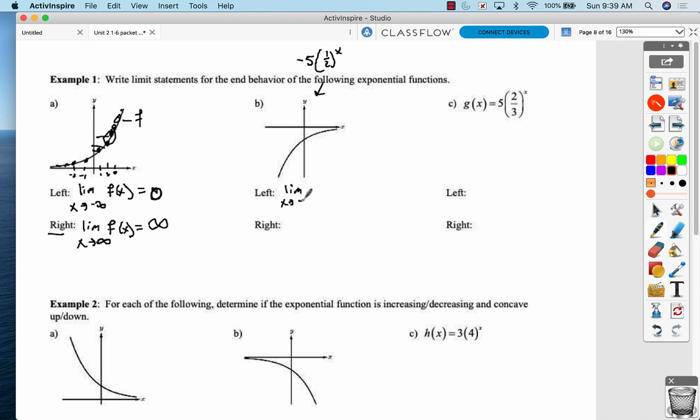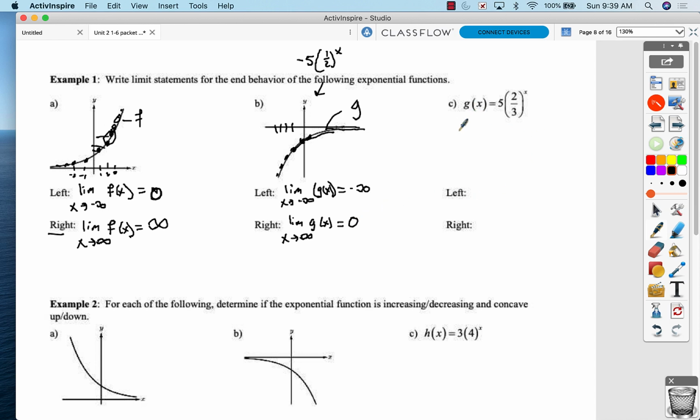The limit as x goes to negative infinity. They didn't call it anything. Let's call this g. Okay, so as these x's are getting smaller, these y's just keep getting smaller and smaller, so that's negative infinity. How about when x's are getting bigger? This line is approaching the x-axis, and the y of the x-axis is 0.